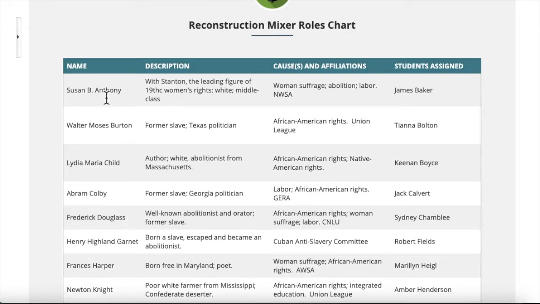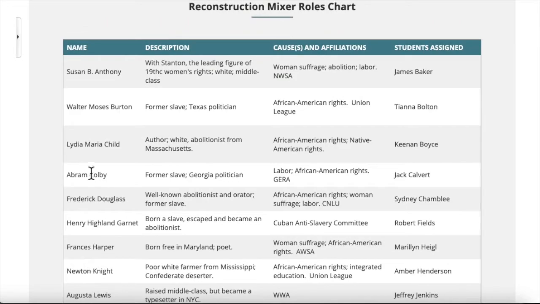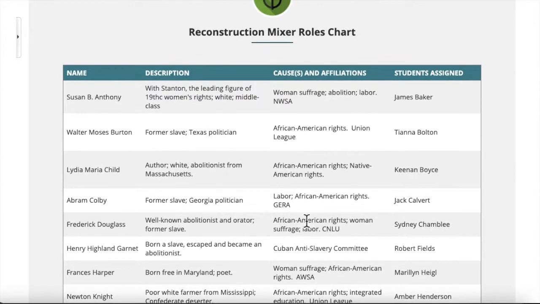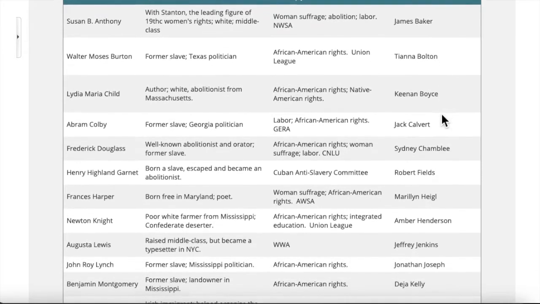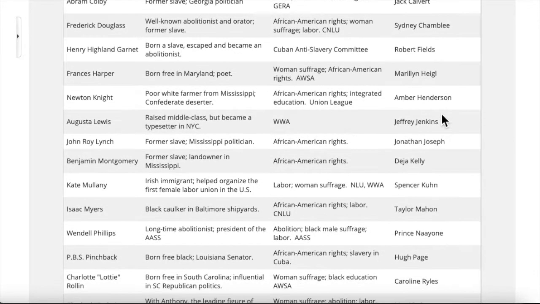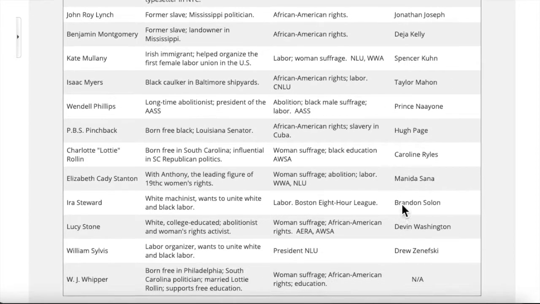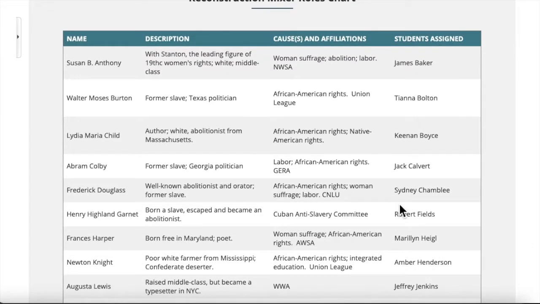But there's a list of names of real people who lived in the 19th century and who were associated with various reform causes, not all the same. And there's about the same number of people here as the number of students in our class. And you will find your name in this list. You've been assigned to one of these people. So that is the person whose role you will play.